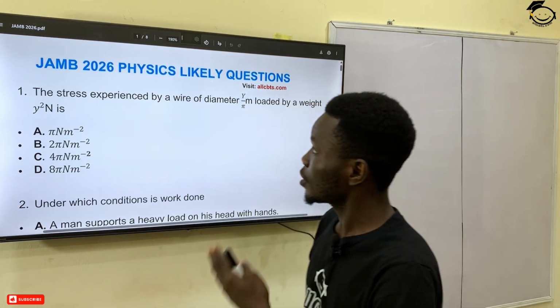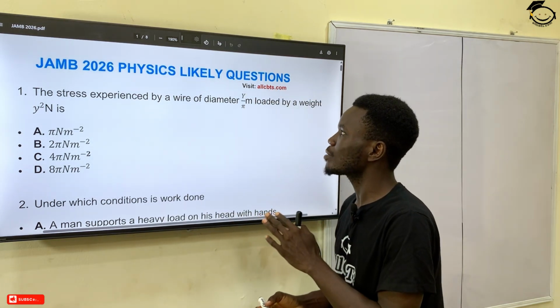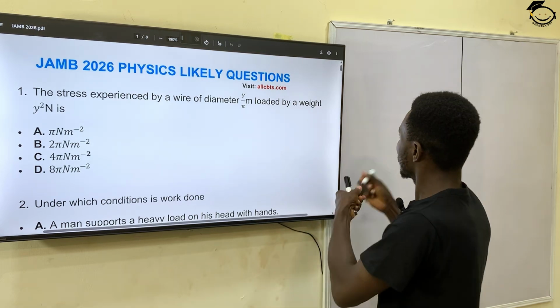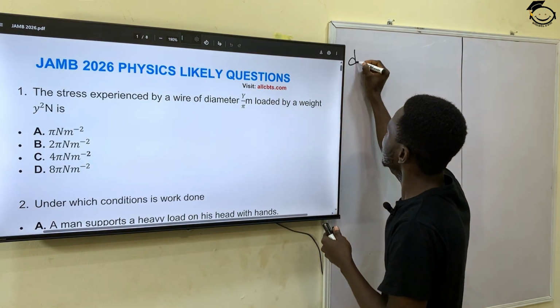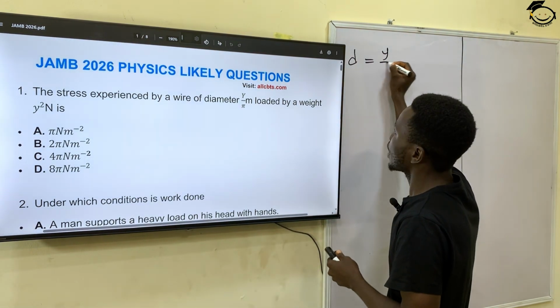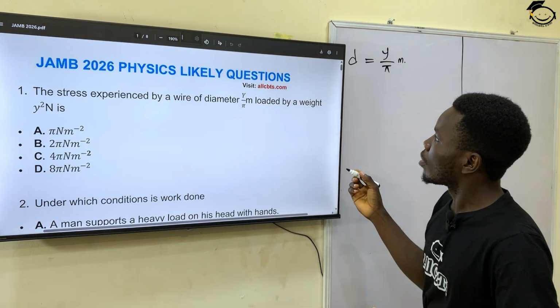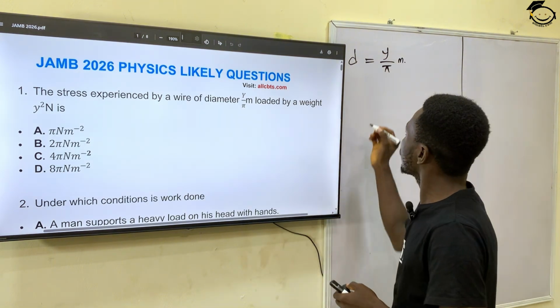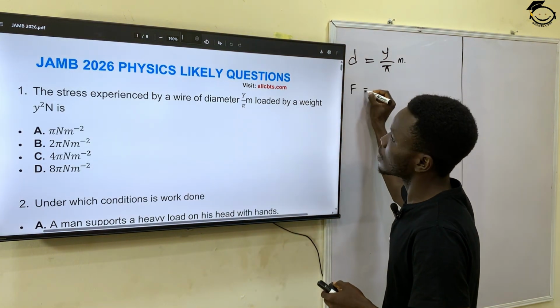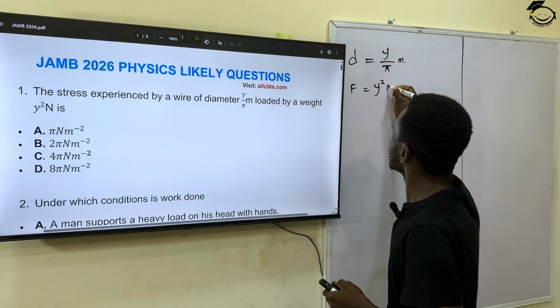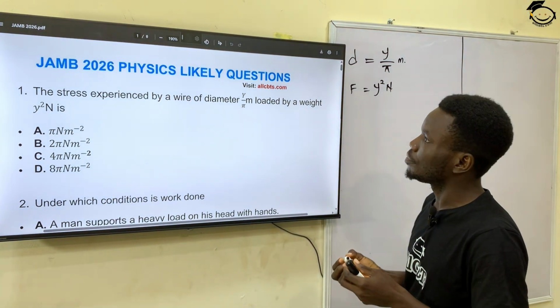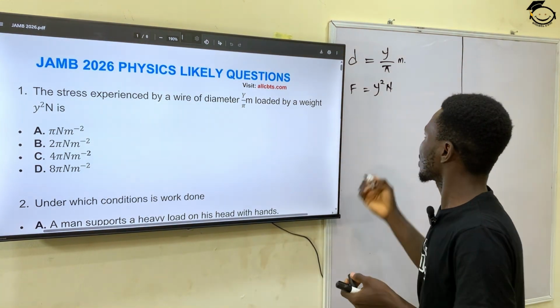Next year. So the first question here says, the stress experienced by a wire of diameter y over pi meters, loaded by a weight of y squared Newton. So we are going to find the stress in the question.